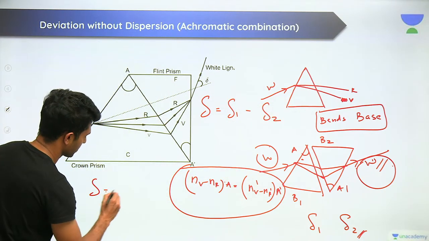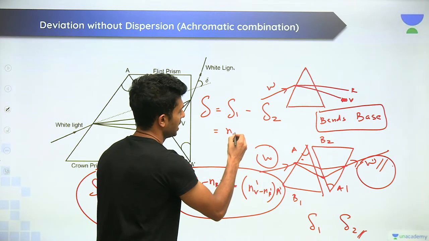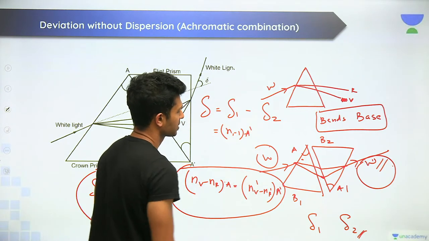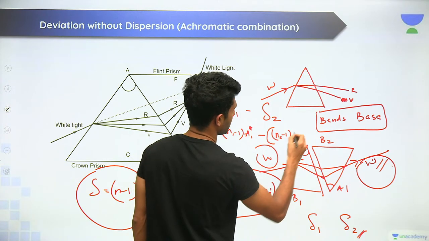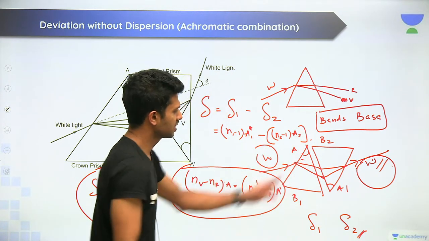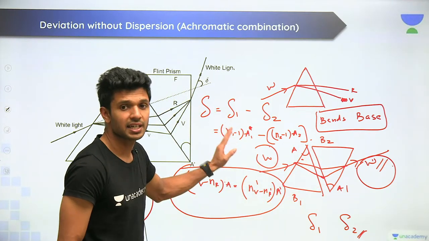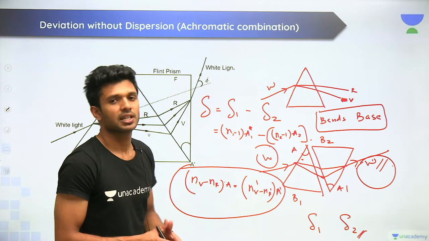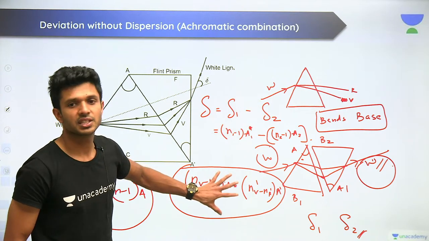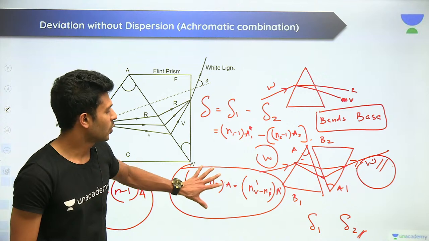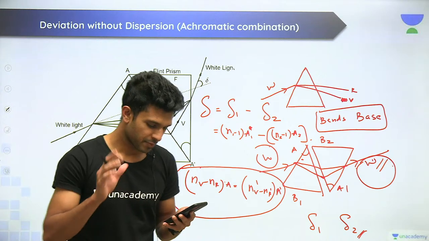Formula for deviation? (N minus 1) into A. So what will be the deviation in the first? (N1 minus 1) into A1, minus (N2 minus 1) into A2. A1 and A2 mean the prism angles of the first and second. Refractive index N1 is the refractive index of the mean light ray, usually we take it for the yellow one. So this is how you find the net deviation, and this is only possible once the angular dispersion of the first prism is equal and opposite to the angular dispersion in the second case.